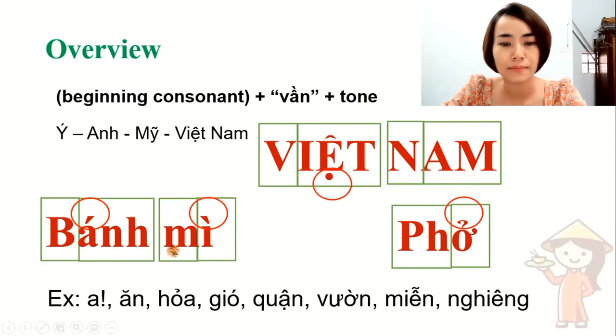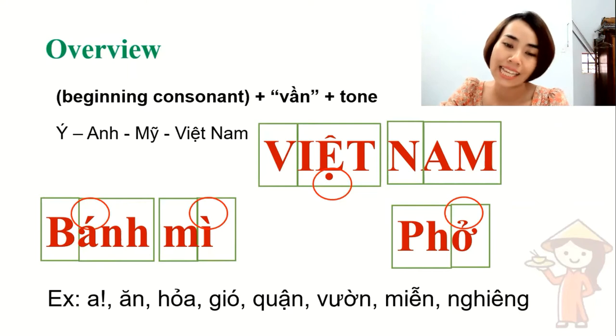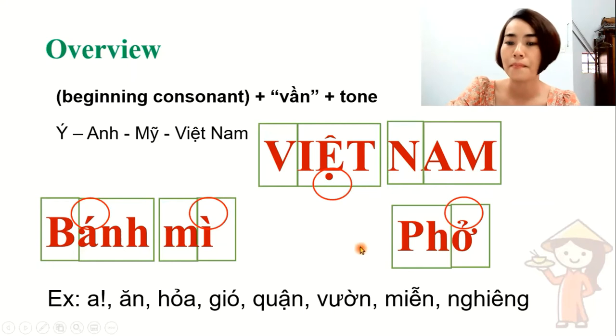Okay, and next. So we have m as the beginning consonant, and we have i as van, and this one is created by one vowel only, okay? No other vowels and no ending consonant. And we have huyền, the down tone, okay?